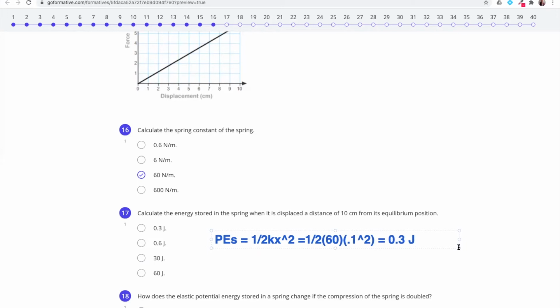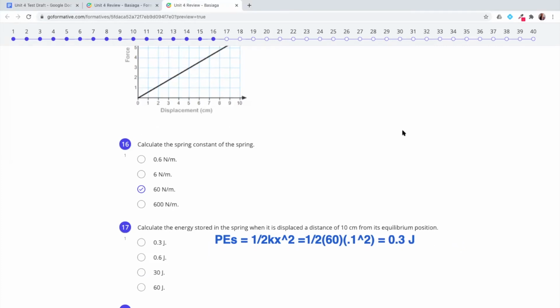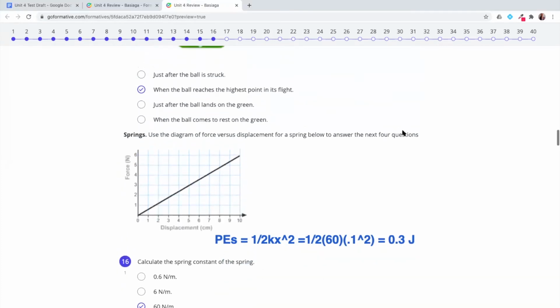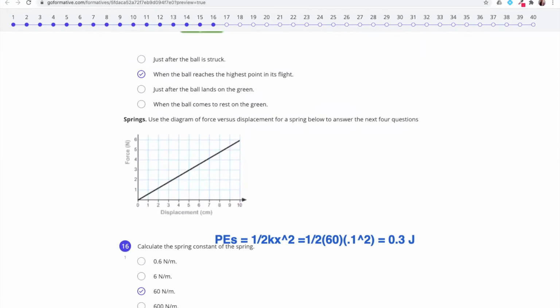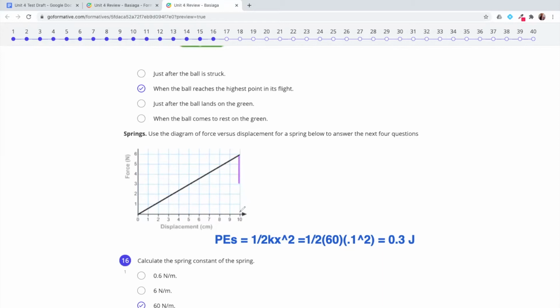But alternatively, maybe a faster and more reliable way would be to notice that the energy added to the system is also equal to the work done on the system. This would be taking the area under the curve of this triangle. The reason I say this is more reliable is what if you calculated the spring constant wrong? If you take the area under the curve, it doesn't rely on your previous answer.